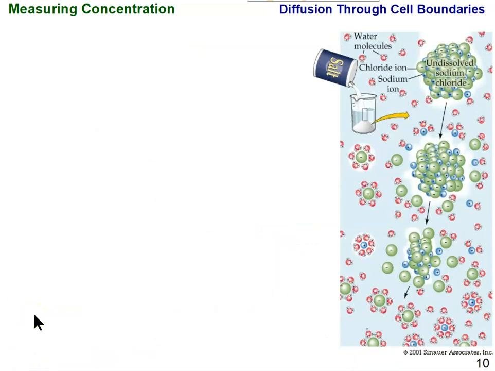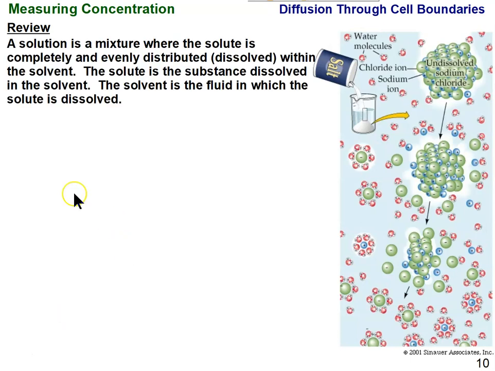Here we're looking at an example aqueous solution, and we're going to use this to try to get across the idea of concentration, the concept of concentration in aqueous solution. But first we review. So a solution is a mixture where the solute is completely and evenly distributed, or dissolved, as we say, within the solvent. The solute is the substance dissolved. In this case, that's salt. And the solvent is the fluid in which the solute is dissolved. And in this case, that's water, because this is aqueous solution.